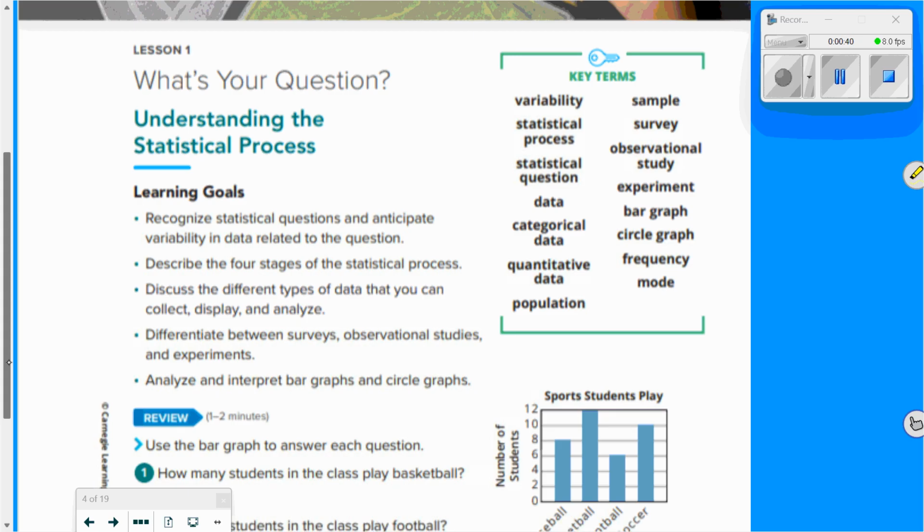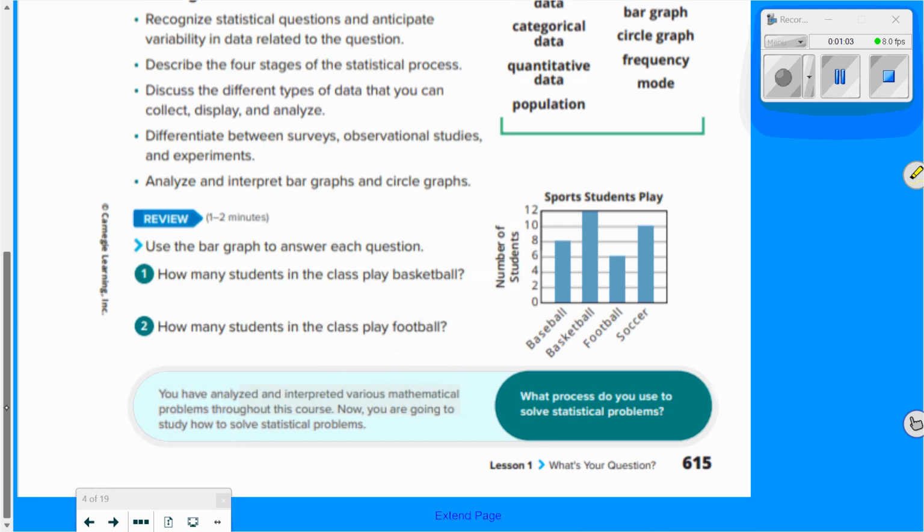We're going to start by recognizing statistical questions and looking at variability, the 4 stages of the statistical process. We're going to talk about different types of data and how you collect, display, and analyze it. We're going to differentiate between surveys, observational studies, and experiments, methods for collecting data, and we're going to analyze and interpret bar graphs and circle graphs. Honestly, that's going to be a really short piece, but we are going to at least look at it.